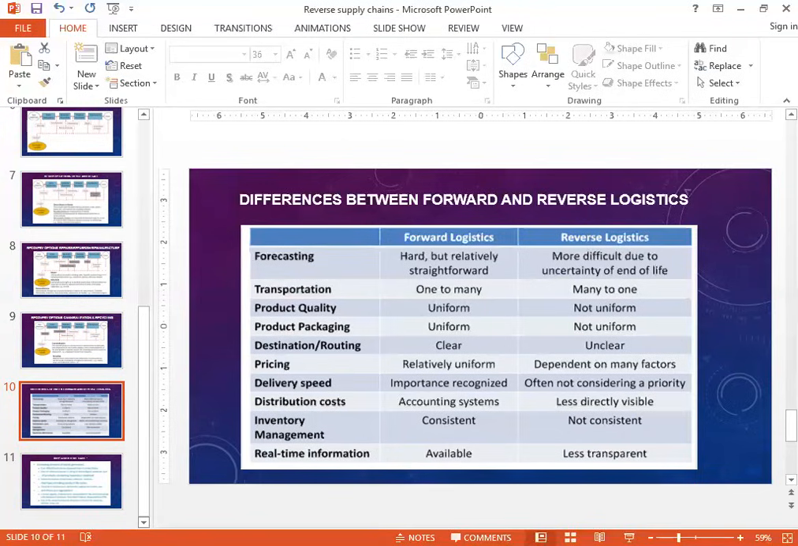In forward logistics, you can use a lot of accounting systems to figure out how goods are going to be distributed, and the locations and the routes and all. Not so much in reverse logistics. How things are going to be coming back to you, in what form, it's not as clearly visible.